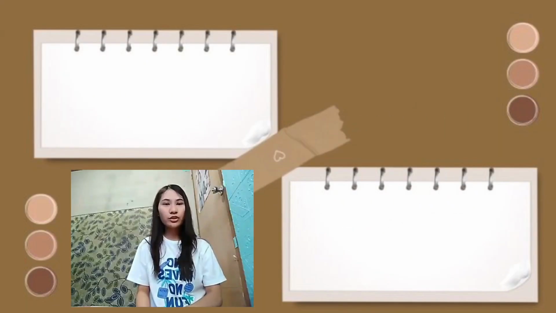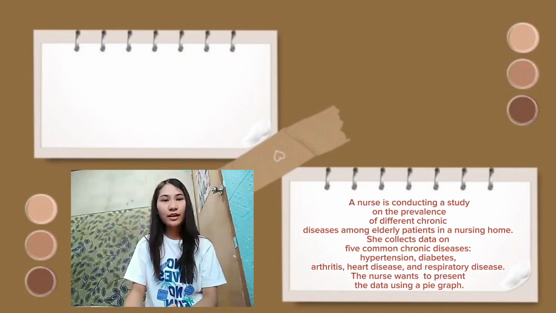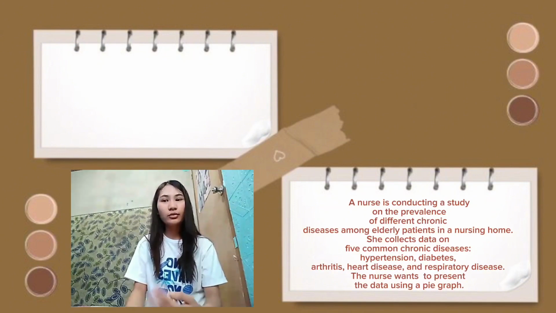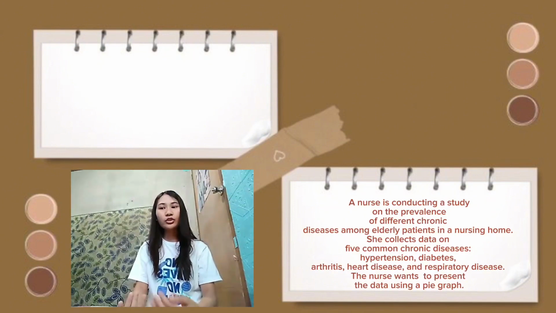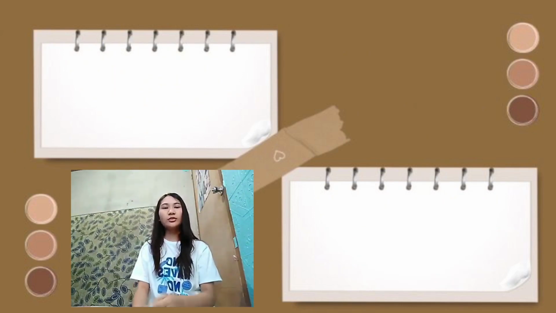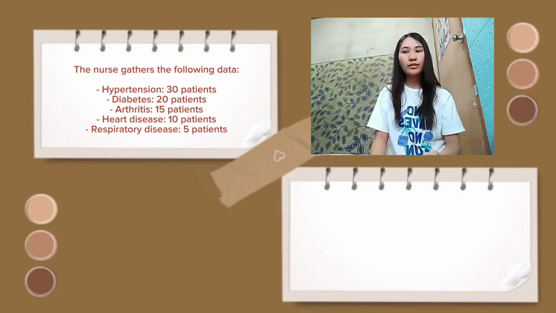I am going to tell you the sample problem. A nurse is conducting a study on the prevalence of different chronic diseases among elderly patients in a nursing home. She collects data on 5 common chronic diseases, which are hypertension, diabetes, arthritis, heart disease, and respiratory disease. The nurse wants to present the data using a pie graph. So the nurse gathers the following data.